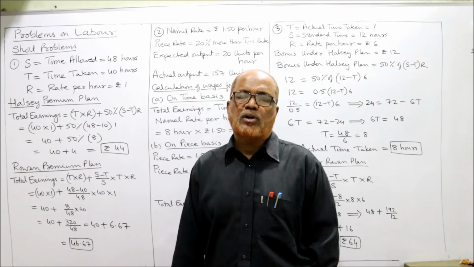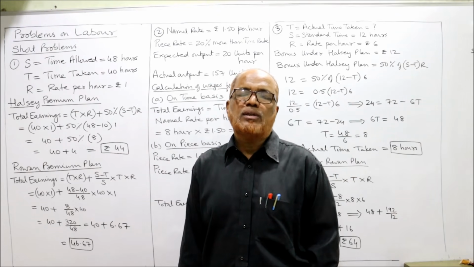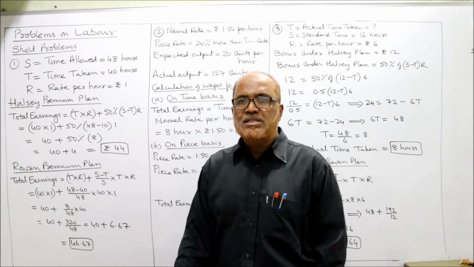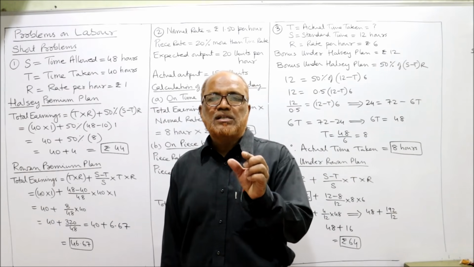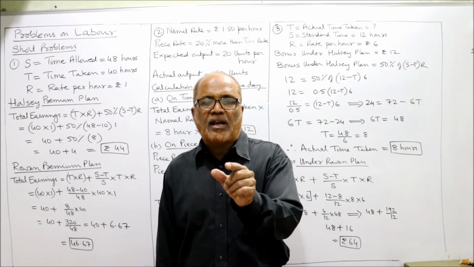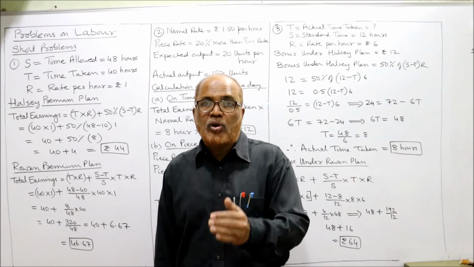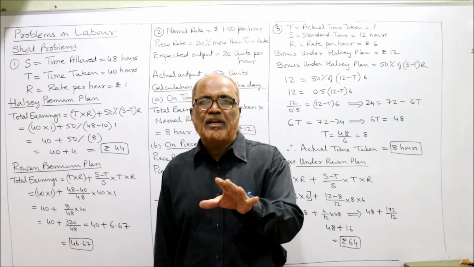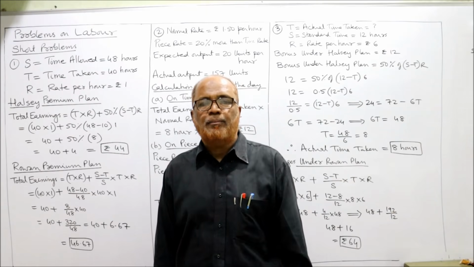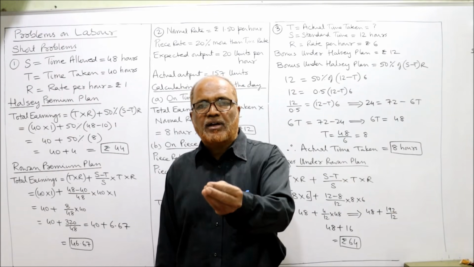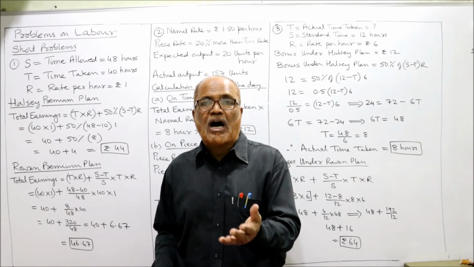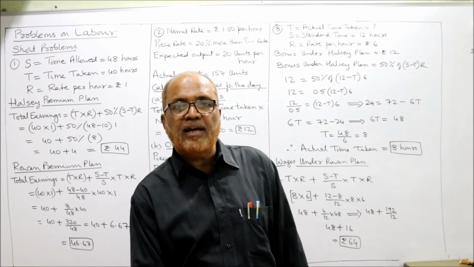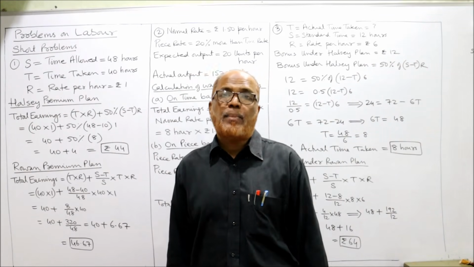Time allowed is 48 hours. Time allowed is called the standard time. Time taken is 40 hours. Incentive will be given only when the worker has finished the job before the standard time. The worker will get the bonus only if he finishes before the standard time. The standard time allowed is 48 hours, but the worker has taken only 40 hours. He has saved 8 hours. The rate is 1 rupee per hour.